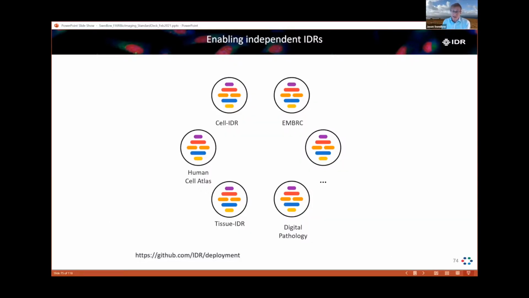And our idea there is that there should be not just a single IDR, we're not the only ones, but hopefully multiple IDRs. And we really want to enable that capability. So I showed you our work on the cell IDR and a tissue IDR. There's now work starting up on IDR for the human cell atlas. There are digital pathology IDRs. There are marine biology IDRs. And we know there are others under construction. As I told you, in some way, all of this is going to have to integrate with archives, perhaps the bioimage archive, and all of that's still to be determined how that will all work, but that's the direction we're going. Okay.